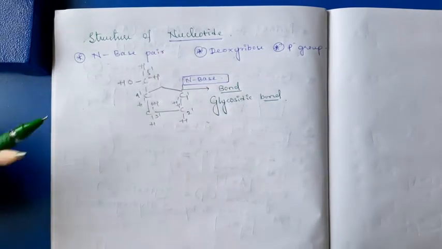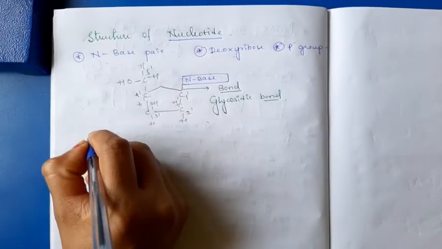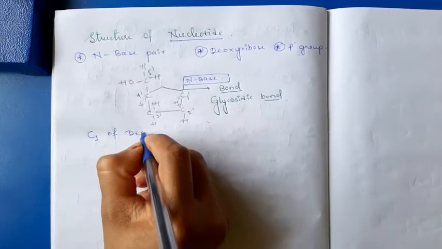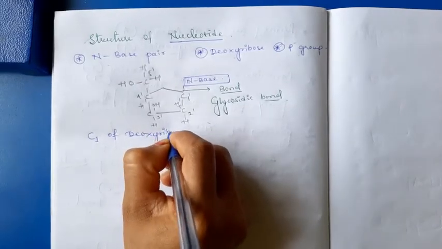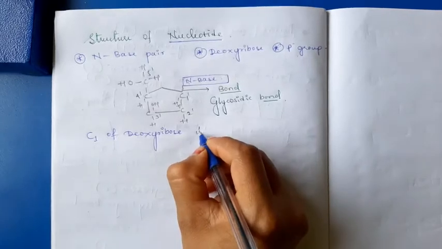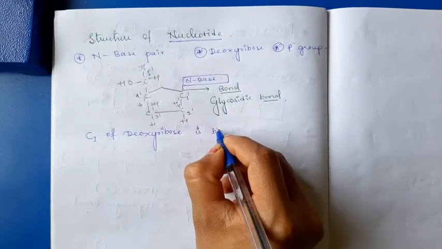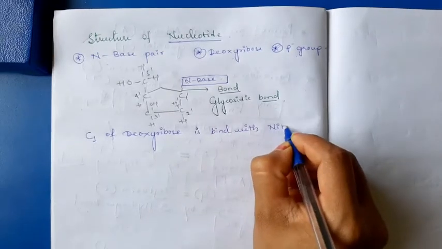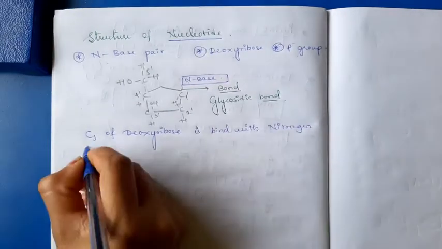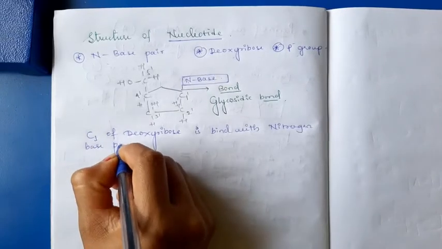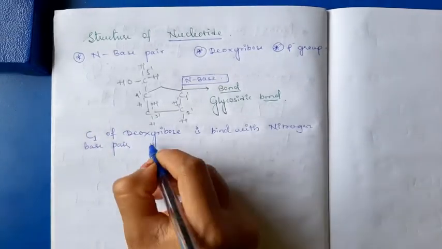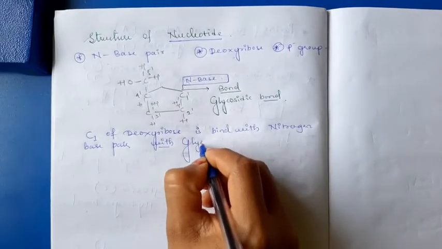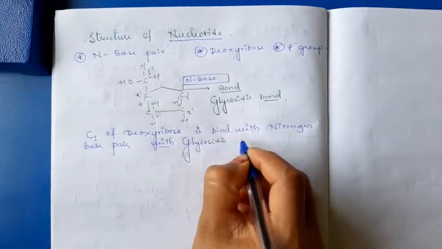Okay. Then here I will write: first carbon atom of deoxyribose binds with nitrogen base pair with glycosidic bond.